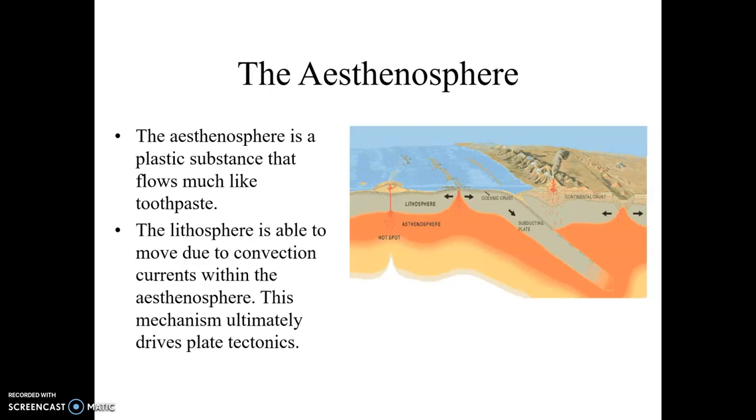So the lithospheric plates are able to move due to convection currents within the asthenosphere. This mechanism ultimately drives plate tectonics.